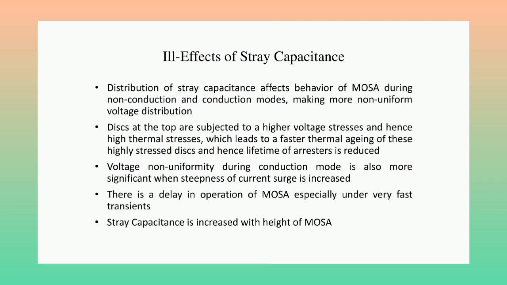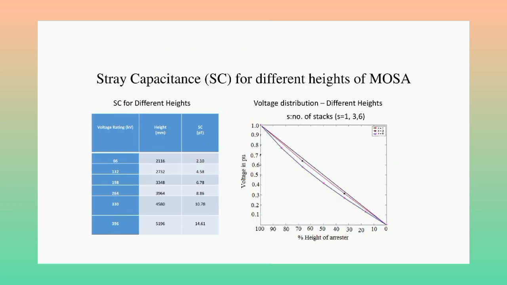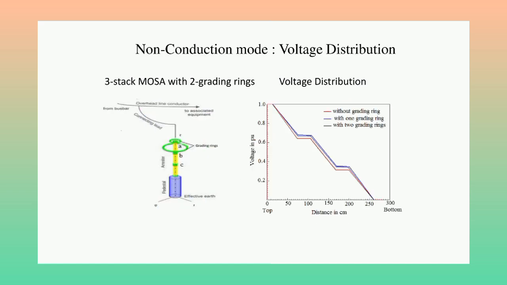Stray capacitance is increased with the height of the MOSA. Stray capacitance is increased with the height of the arrestor. This is given in the table. And the diagram shows non-uniformity in the voltage distribution for different heights of MOSA. For conduction mode, the voltage distribution is shown.